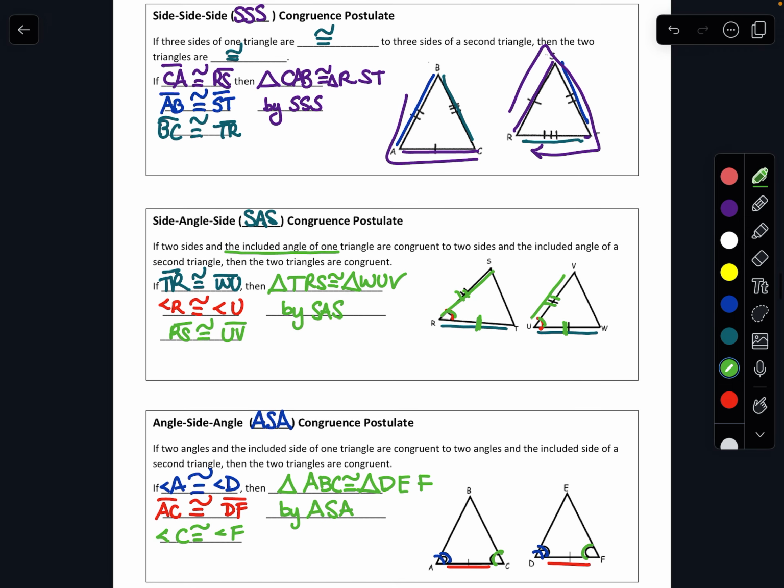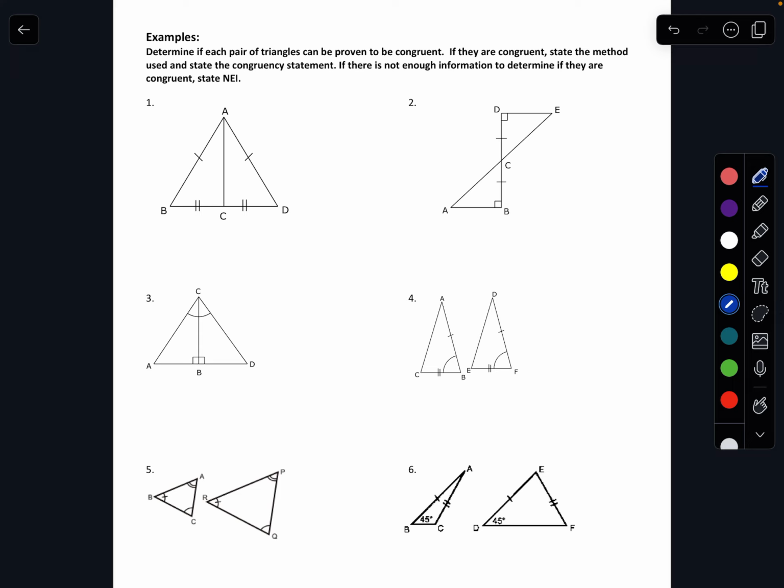All right, so the three we just looked at are side side side, side angle side, angle side angle. Now we're going to look at these examples and apply these, okay? So this is saying determine if these are congruent and you must state why, okay?